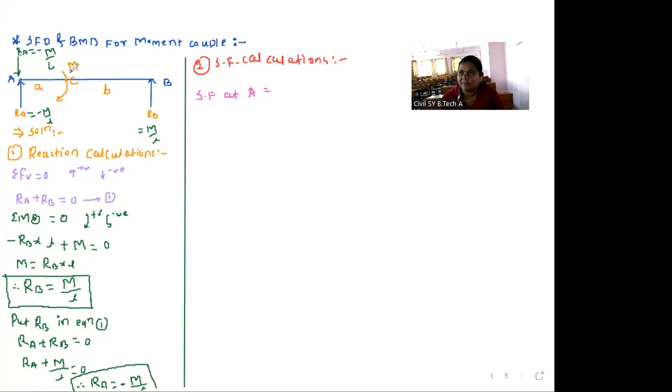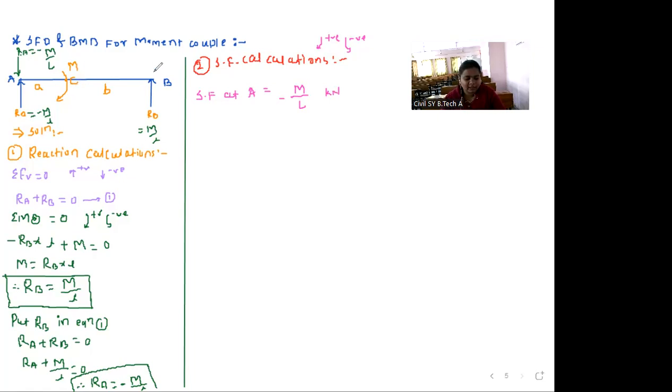So at A, this RA creates anti-clockwise movement. Whenever we calculate shear force, clockwise rotation is positive and anti-clockwise rotation is negative. So this RA creates anti-clockwise rotation. So shear force at A is equal to minus M divided by L kilonewton.